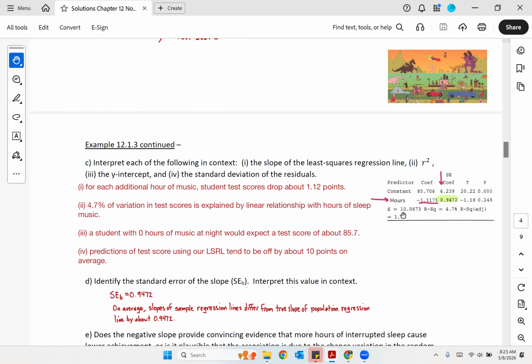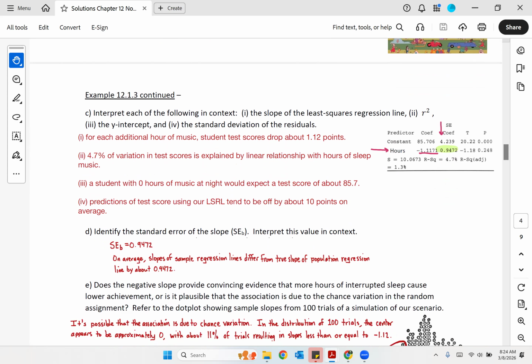So in the context, that's a rather large standard deviation of residual, which maybe suggests our model isn't super reliable. But we would say predictions of test score based on our model, our LSRL, tend to be off by about 10 points on average. Some are going to be closer, some might be even further away. But that's a full letter grade off on average, so it's a dubious model, perhaps.